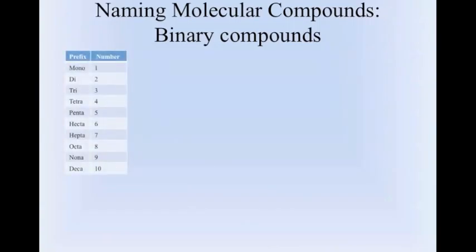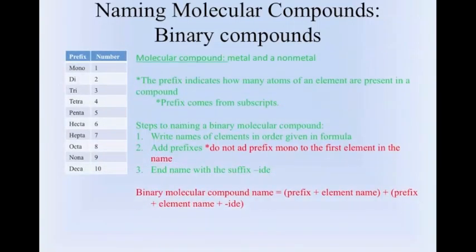Naming molecular compounds, binary compounds. A molecular compound is a metal and a non-metal. The prefix indicates how many atoms of an element are present in a compound, and the prefix comes from the subscript. So a prefix comes from the subscripts in the chemical formula. When you're looking at subscripts, the subscript on a part of the compound indicates what prefix it should have.